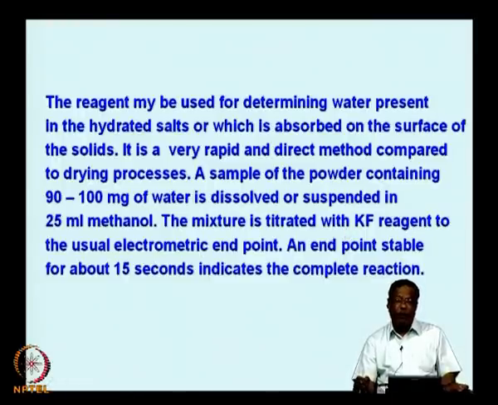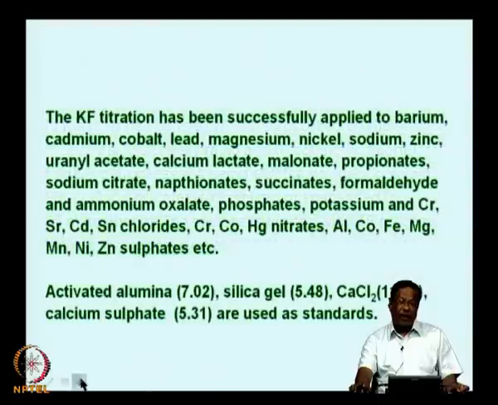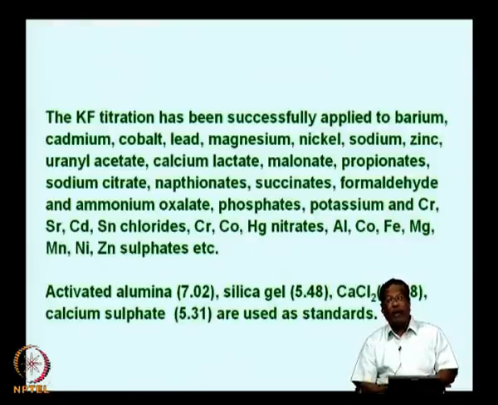An endpoint stable for about 15 seconds is what you should look for. That indicates the complete reaction. Otherwise, the endpoint will come, again it will become brownish, again you will add Carl Fischer reagent, and there will be no end. So, the idea is, if the endpoint color is stable, straw color, for about 15 seconds, then that indicates the end of the reaction. So, the Carl Fischer reagent has been successfully applied.